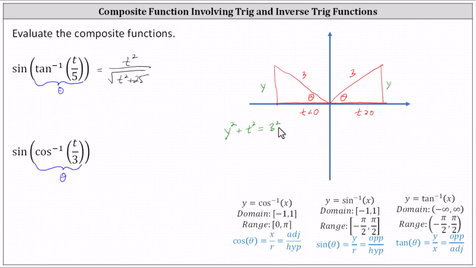Let's subtract t squared on both sides and write the equation as y squared equals 9 minus t squared. Notice I simplified 3 squared to 9. And now we take the principal square root of both sides of the equation, and we have y equals the square root of the quantity 9 minus t squared. Again, we know y is positive because y is in the first or second quadrant.